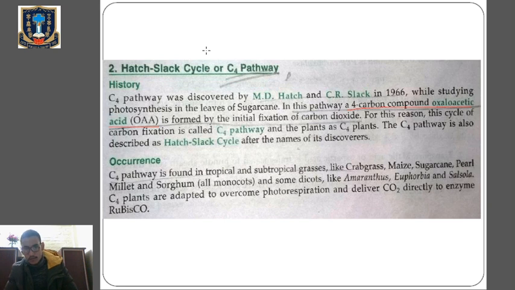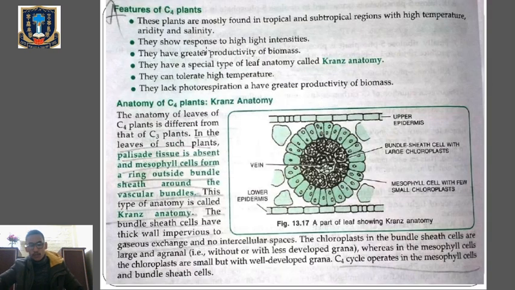Okay, so let's see occurrence. It occurs in tropical and subtropical grasses like crabgrass, maize, sugarcane, millet, and sorghum, all monocots, and some dicots also. Now let's go into the reactions or the features of C4 plants.